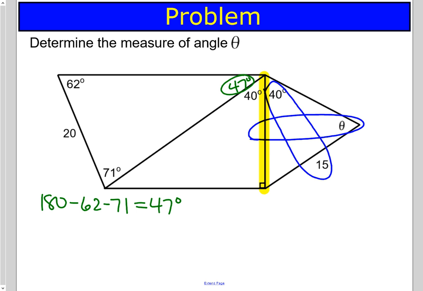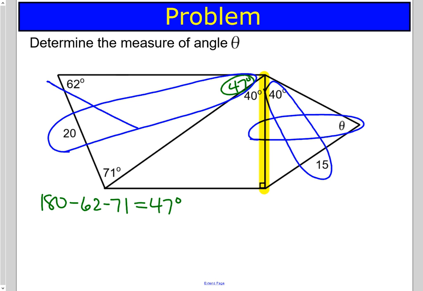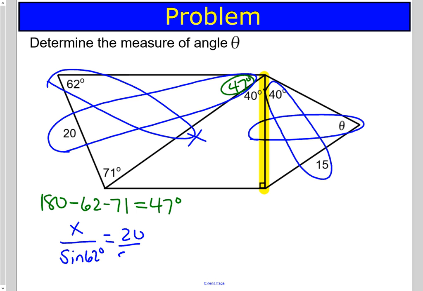Now, I can use this to have an angle and an opposite side so that I can figure out this missing side here. I'm going to call it x. So let's start by finding that missing side right there. Okay, x over the sine of 62 is equal to 20 over the sine of 47.